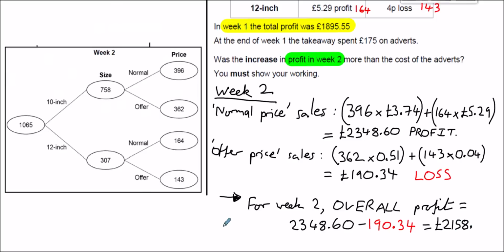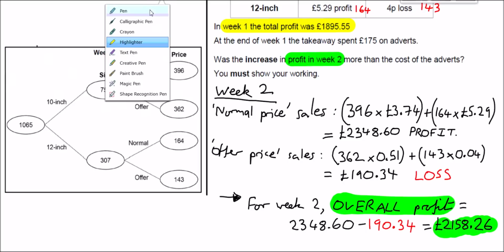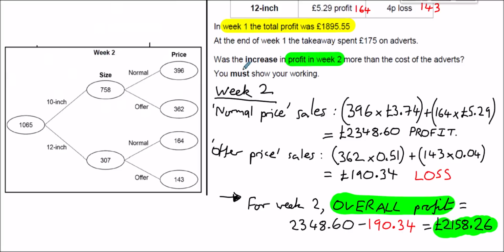And how many pennies was it? I've forgotten. 26p. And so the overall profit for week 2 was £2,158.26. But the question was asking for the increase in profit in week 2. And so the profit in week 1 was obviously lower, so we can work out the increase in profit by doing the profit in week 2 subtracted from the profit in week 1.